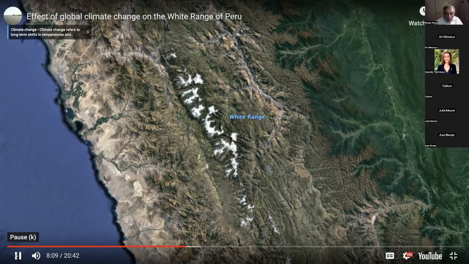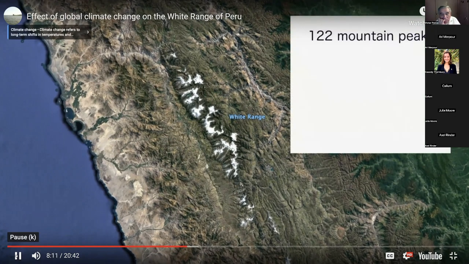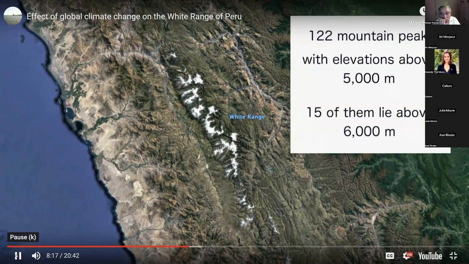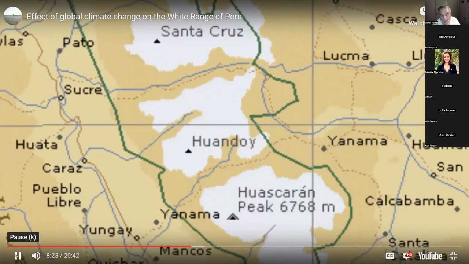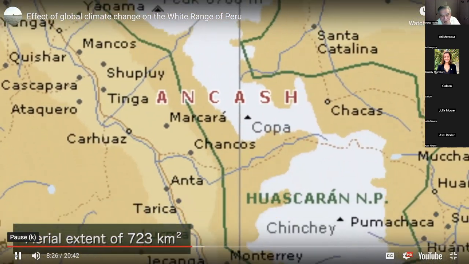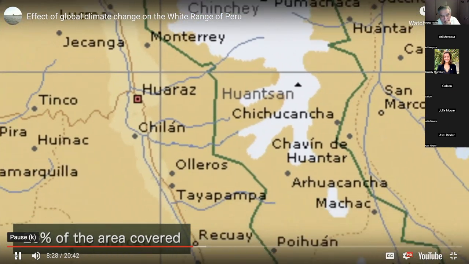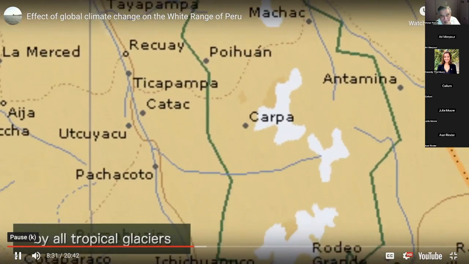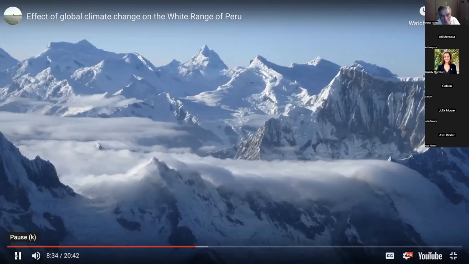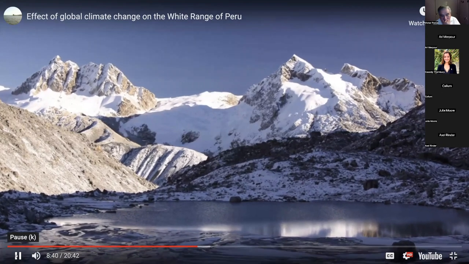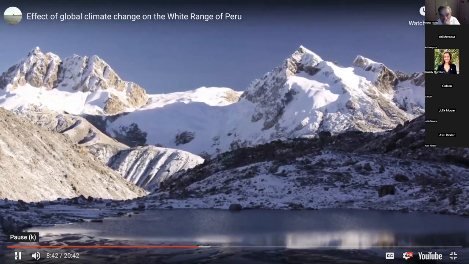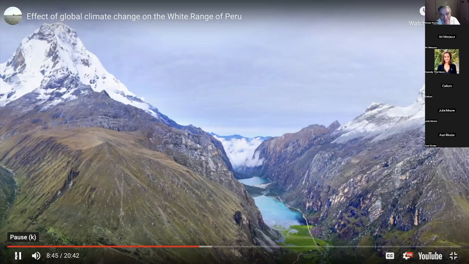Minutes south latitude, encompassing 122 mountain peaks with elevations above 5,000 meters, of which 15 of them lie above 6,000 meters. In 1970, the areal extent of the glaciers was measured at 723 square kilometers, which comprised 26% of the area covered by all tropical glaciers. There are 755 glaciers in the White Range. As is usual in the tropics, these glaciers are small in areal extent, averaging 1 square kilometer, with only 12 of them exceeding 5 square kilometers.